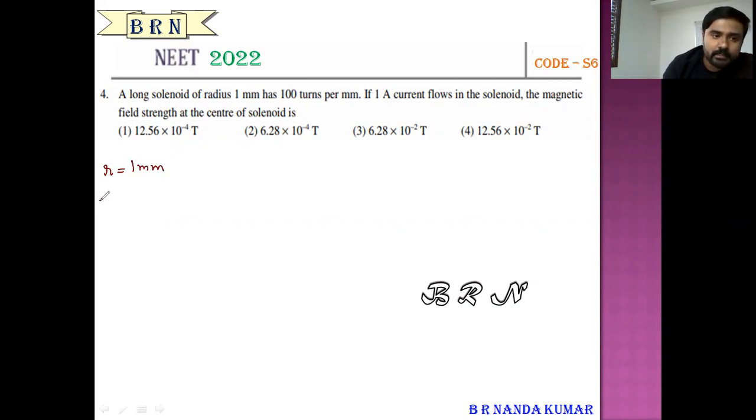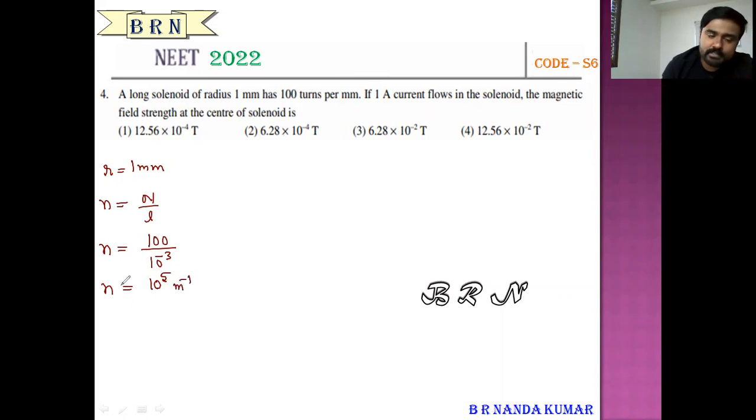And ನೋಡಿ, number of turns per unit length ಇಲ್ಲಿ ನಾವು ಕ್ಯಾಲ್ಕುಲೇಟ್ ಮಾಡಬೇಕು. Number of turns ಕೊಟ್ಟಿದ್ದಾರೆ, that is 100, and length ನೋಡಿ per millimeter ಅಂತ ಹೇಳಿದ್ದಾರೆ. Millimeter ಅಂದ್ರೆ 10 power minus 3, 100 divided by 10 power minus 3 ಆಗುತ್ತೆ, and this is 10 power 2, ಇದನ್ನ ಶಿಫ್ಟ್ ಮಾಡಿ 10 power plus 3 ಆಗುತ್ತೆ, plus 3 plus 2 is 5 ಆಗುತ್ತೆ, 10 power 5 per meter.